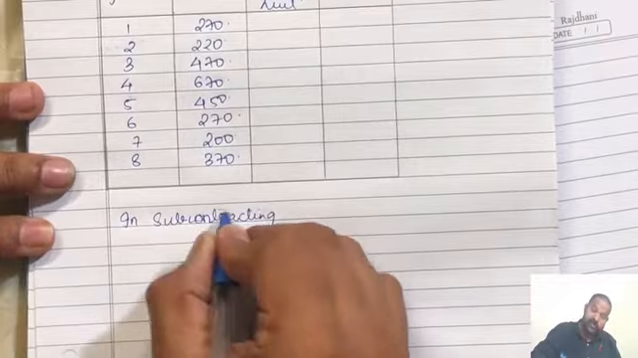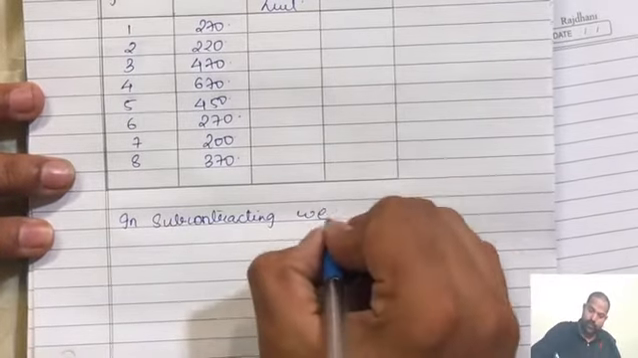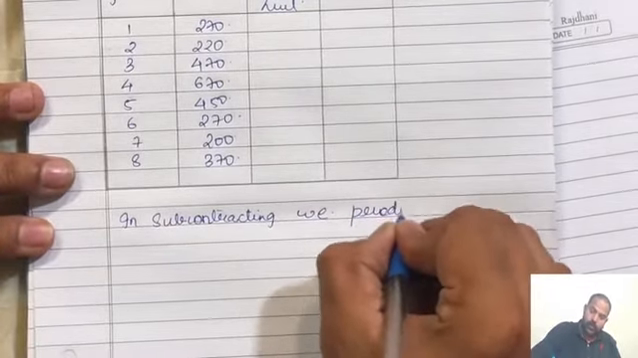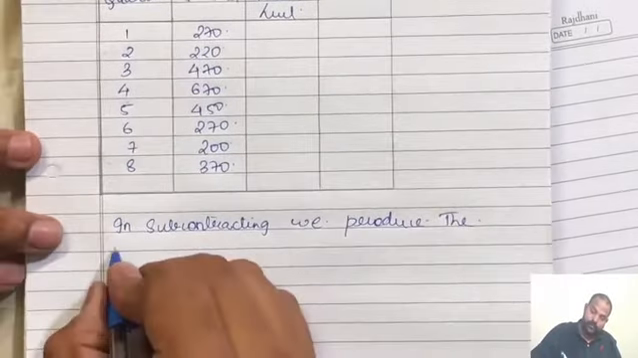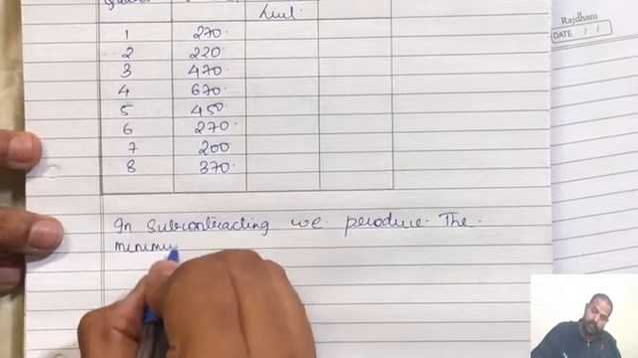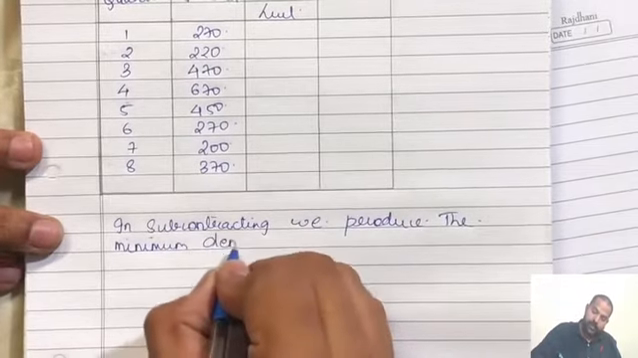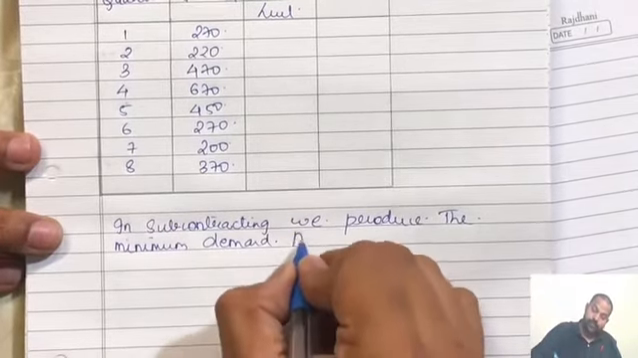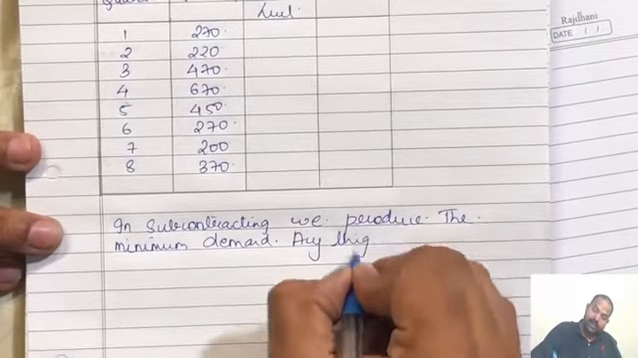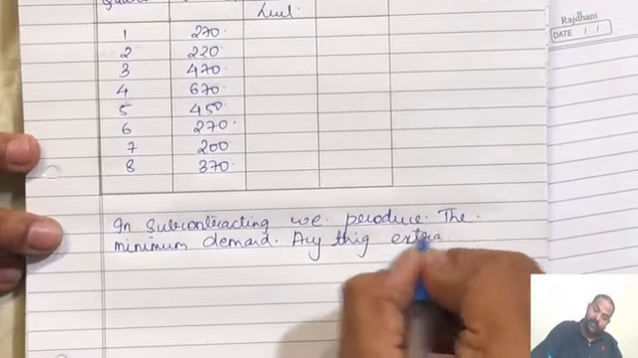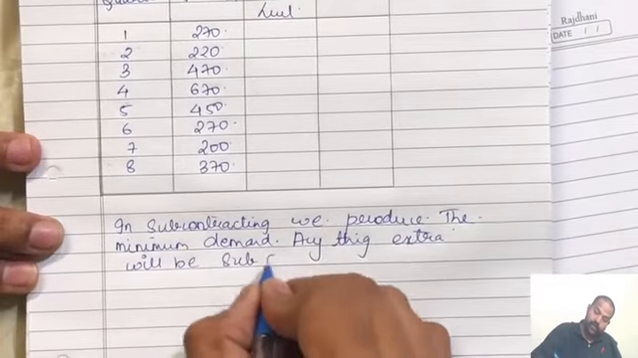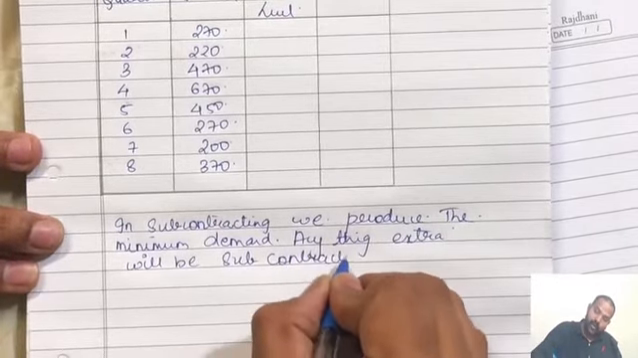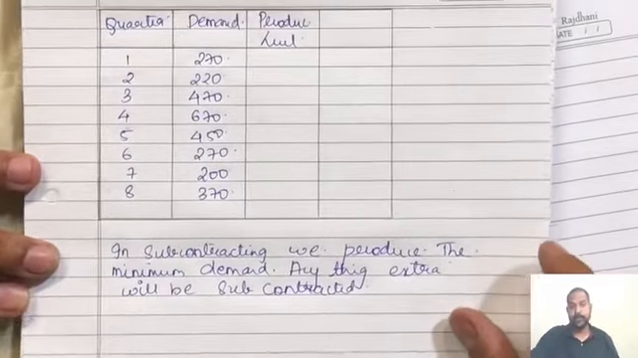now make sure you write this above the table. We produce the minimum demand. Anything extra will be subcontracted.